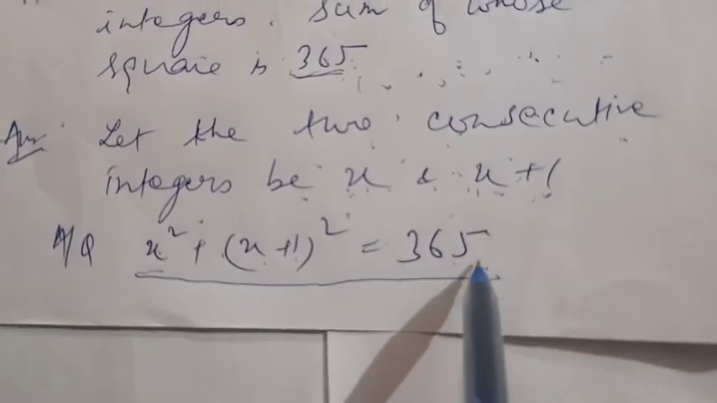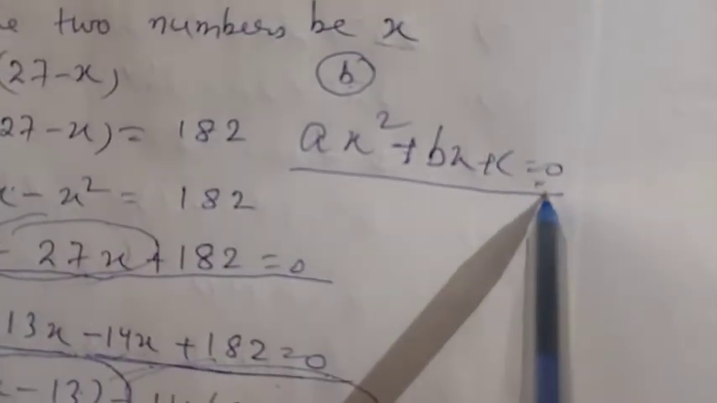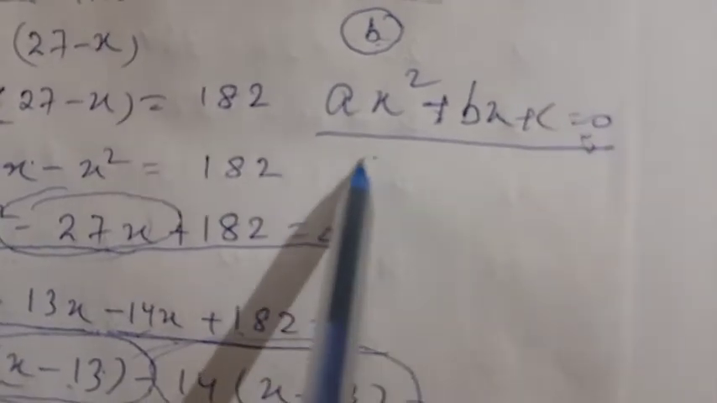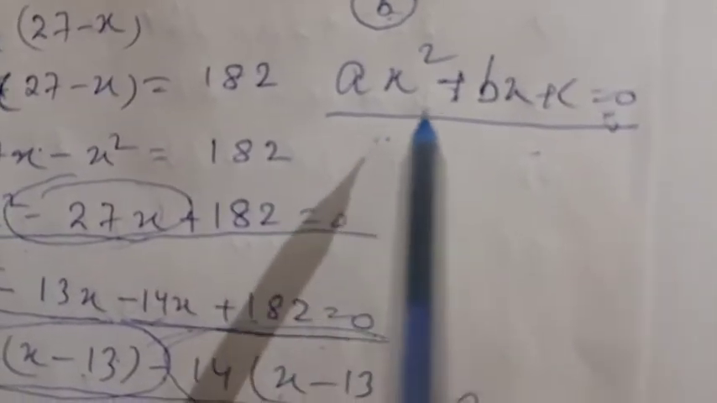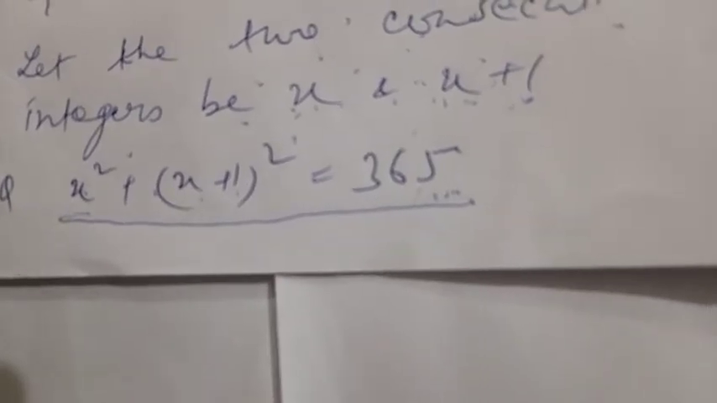But we have not put it in the form of the quadratic equation ax square plus bx plus c is equal to 0. So to start with the quadratic equation, we have to simplify this form and put it in the form of ax square plus bx plus c is equal to 0. Now how have we done it? See it.